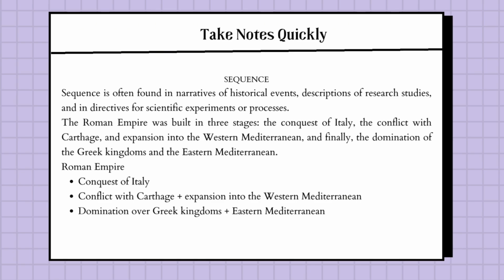The Roman Empire was built in 3 stages: the conquest of Italy, the conflict with Carthage and expansion into the Western Mediterranean, and finally, the domination of the Greek kingdoms and the Eastern Mediterranean. You could take notes: Roman Empire, conquest of Italy, conflict with Carthage, and expansion into the Western Mediterranean, and lastly, domination of the Greek kingdoms and the Eastern Mediterranean.